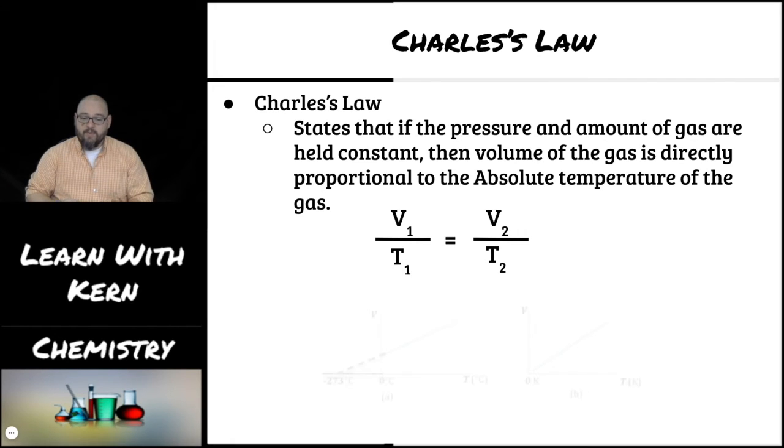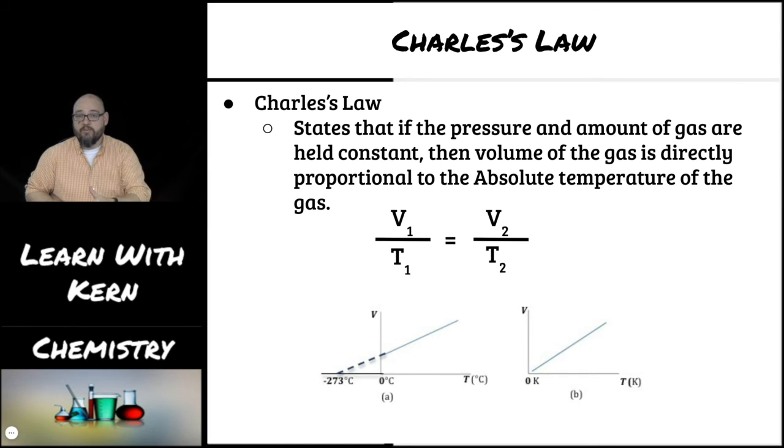Now, if we graph it, you'll notice the graph on the left is using temperature in Celsius. And if you have the temperature in Celsius, then your graph does not go through 0, 0. You don't have 0 volume when you have 0 temperature if you use the Celsius scale, and that would not be a direct relationship. Remember, a direct relationship has to go through 0. When one variable is 0, the other variable is 0.